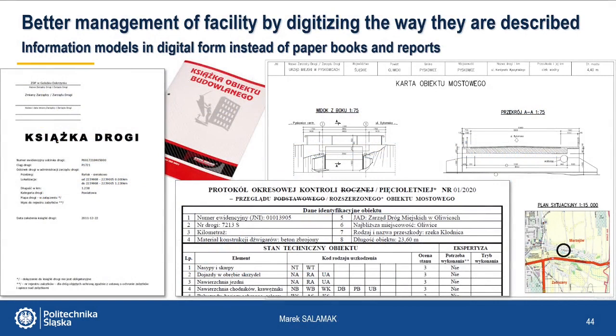Let's start with one of the chosen goals, which is better management of the road or bridge. In fact, for every road administration, it is the most important task for which it was appointed. You can see that we have to completely change the way we describe objects. Paper books, paper documents, and survey reports must be abandoned. And we should start building information models that will contain data only in digital form.